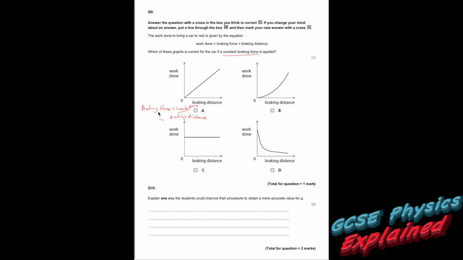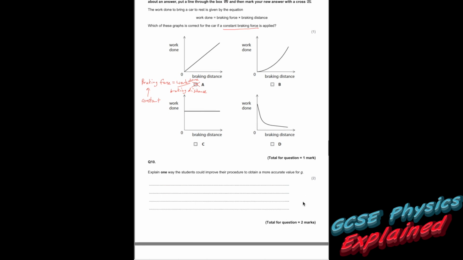And what they're saying is that this braking force here has to be constant. Now the only way that you can keep this constant is if every time the work done increases, the braking distance increases proportionally. Right? So what we're looking for is the relationship between work done and braking distance to be proportional, which basically means a straight line going upwards through the origin, 0. So the answer is A.